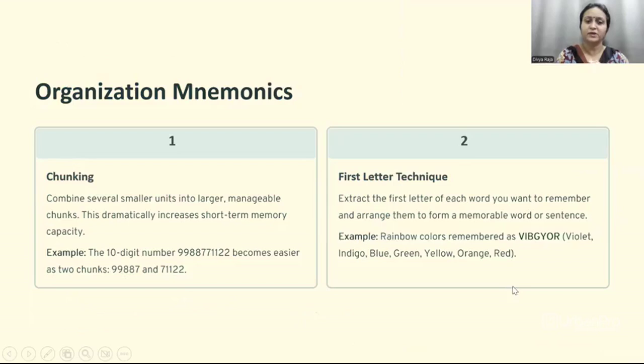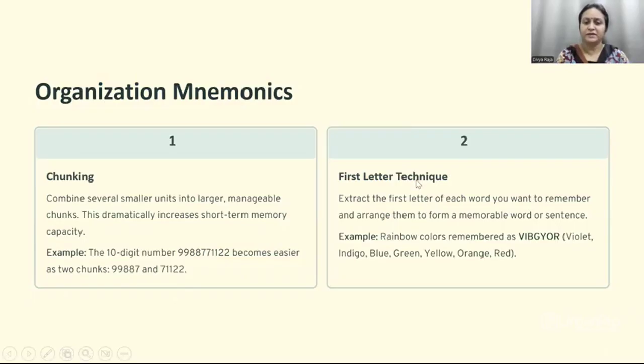The next method is mnemonics using organization. So here we don't use visuals, we organize the information. So chunking is one method. What is chunks? Groups. So you are dividing large information into smaller groups. So you're making them manageable. This dramatically increases short-term memory capacity because you're making it into smaller units. So for example, you want to remember someone's phone number. This 10-digit number can be made into two chunks, and this is how you can remember it better.